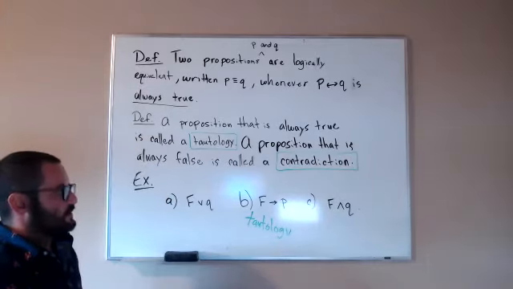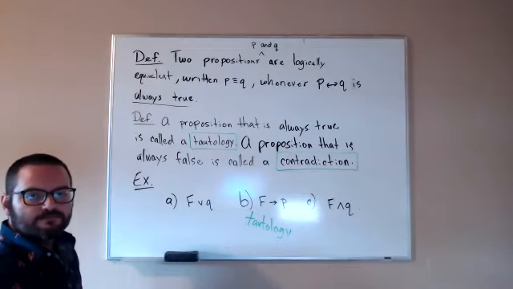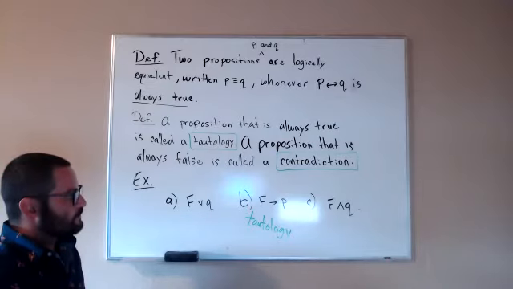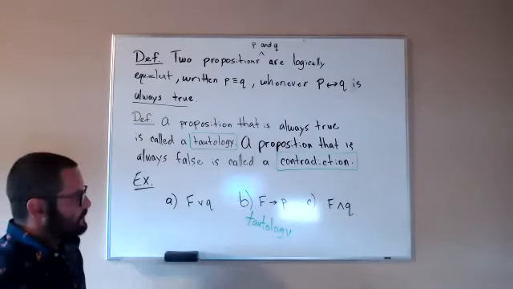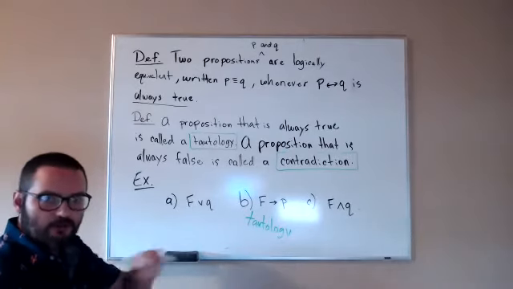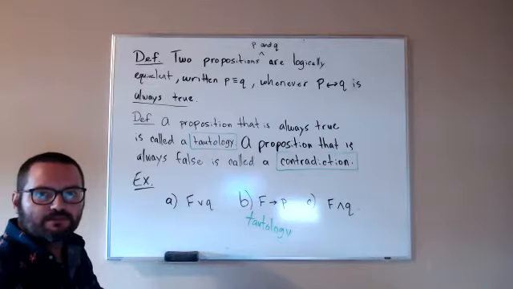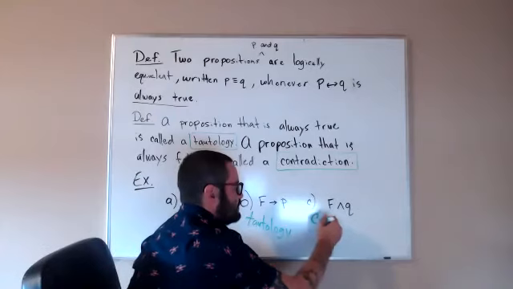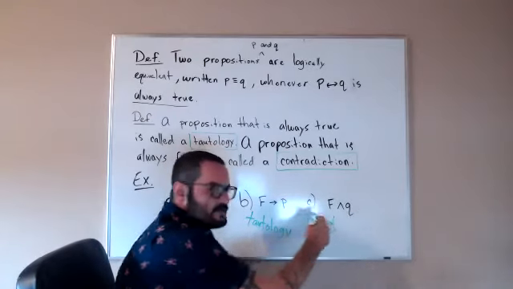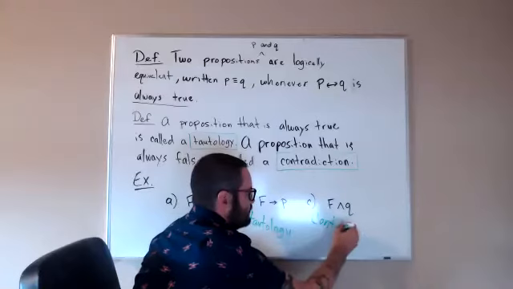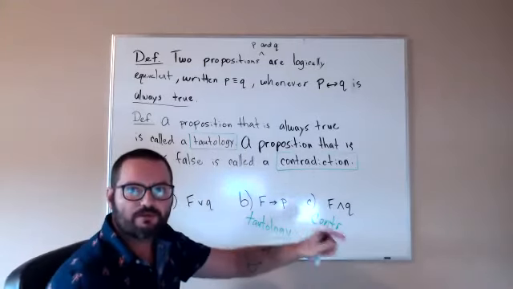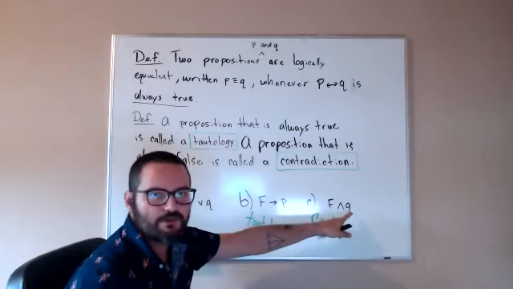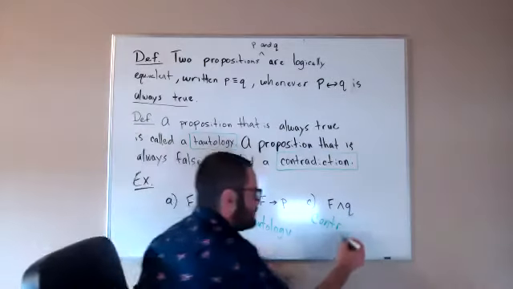Which of these is a contradiction? C. So B is a tautology. That one's always true, no matter what you plug in for P. And so C here, this is a contradiction, because the conjunction, the and operator, in order for this to be true, both of the propositions have to be true. But that's always false, so it doesn't matter what Q is going to be. This is always going to evaluate to false.